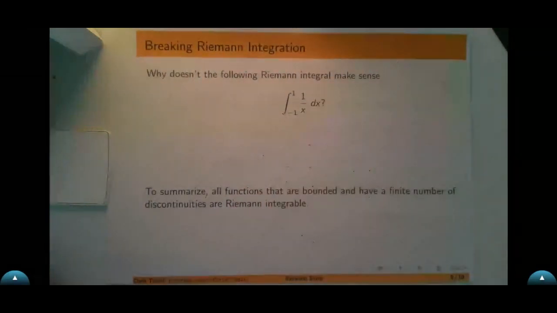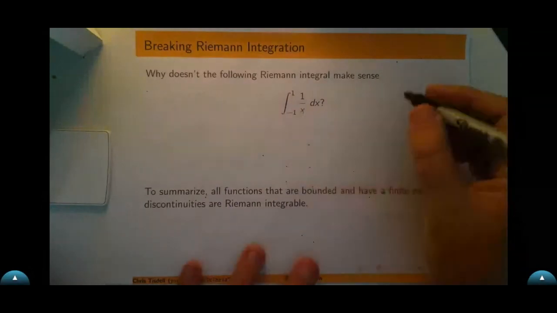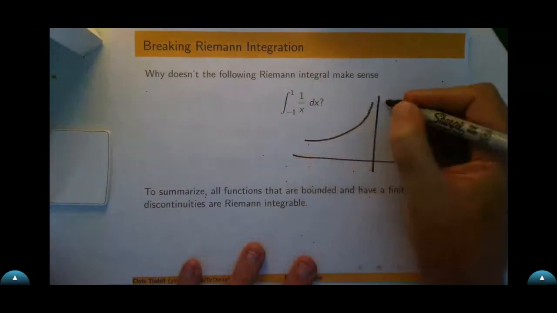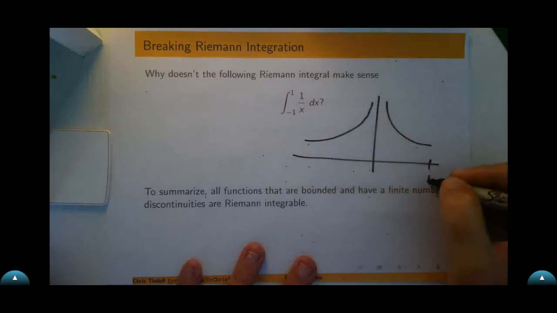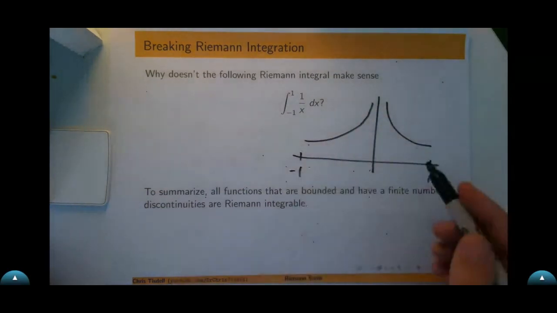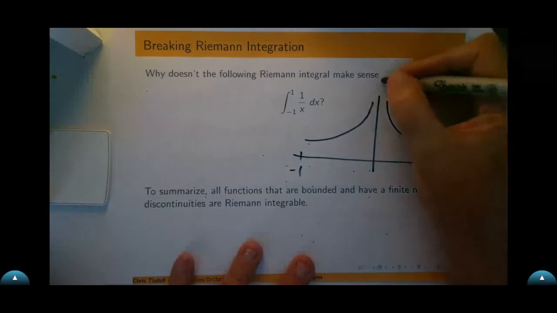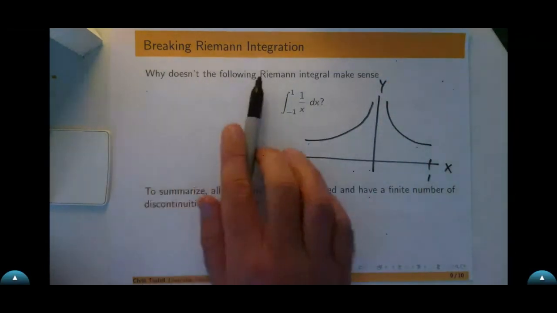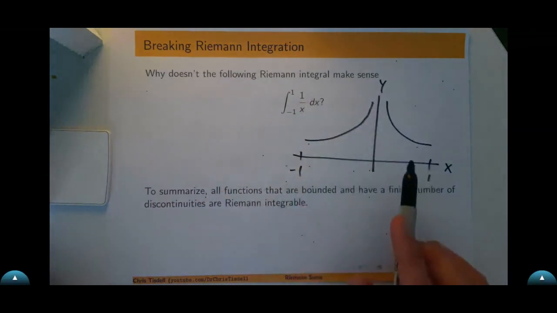What about this one? You've got the integral from -1 to 1, and the question is, why doesn't the following Riemann integral make sense? Can anyone suggest why a Riemann integral for this doesn't make sense? Any ideas?